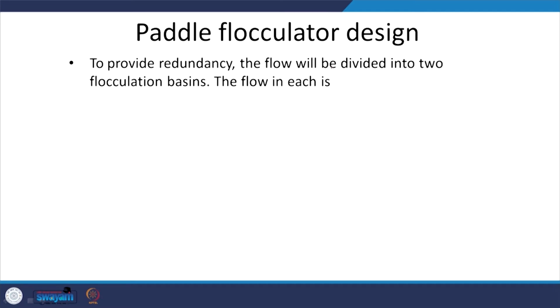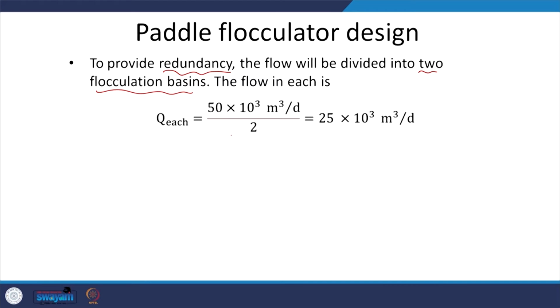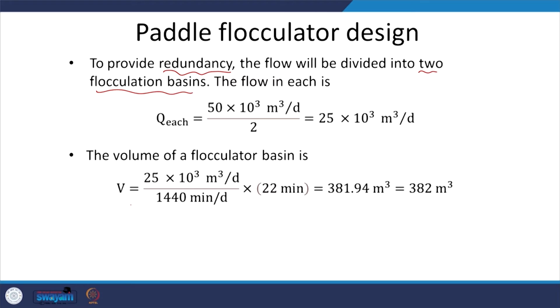Okay, paddle flocculator design, let's get right to it. As we know, for redundancy, during downtime or maintenance, you are going to want a fallback option. That's why you will talk about 2 flocculation basins, and the flow in each is half of what we have. So if we go strictly by the guidelines, you have to design each one for 50 into 10 meter cube per day, but here we are not doing that.